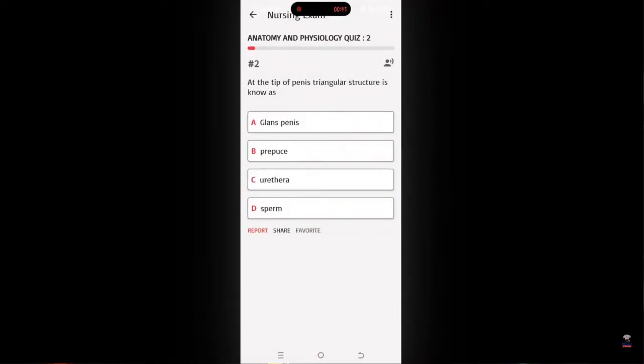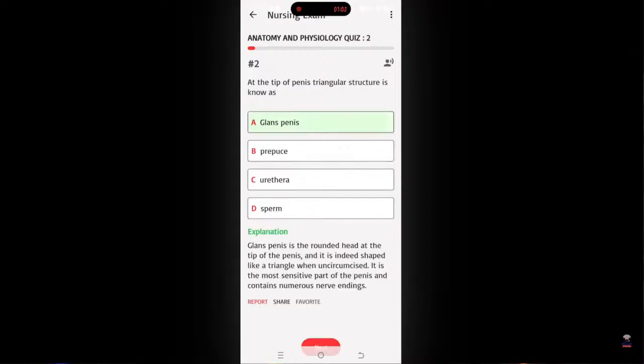At the tip of the penis, the triangular structure is known as A. Glans penis, B. Prepuce, C. Urethra, D. Sperm. Correct answer. Glans penis is the rounded head at the tip of the penis, and it is indeed shaped like a triangle when uncircumcised. It is the most sensitive part of the penis and contains numerous nerve endings.